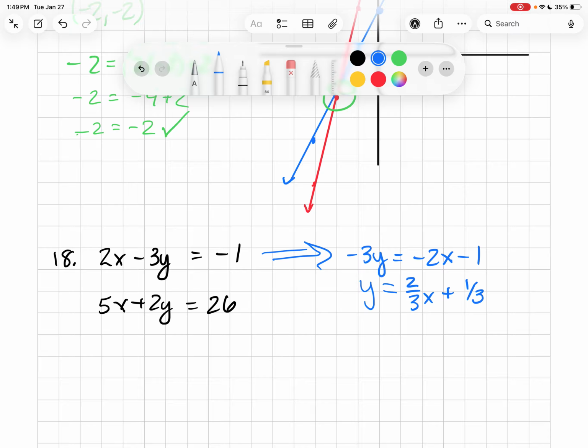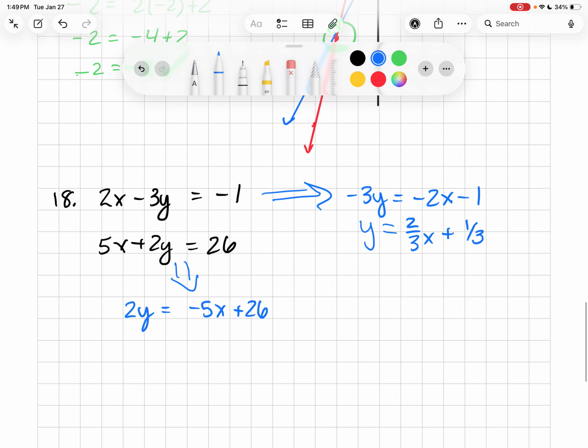And then I'm going to do this other one. I'm going to just work below it here. So I'm going to subtract 5x. So I've got 2y equals negative 5x plus 26. Yikes. And then I'm going to divide by 2. So y equals negative 5/2 x plus 13.